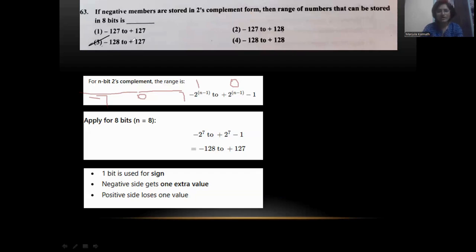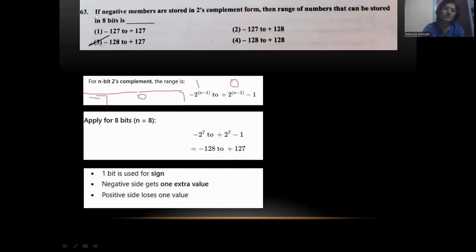So we have the given n value 8. We substitute 8 here: minus 2 raised to 7 to plus 2 raised to 7 minus 1. Converting this 2 raised to 7 into a decimal integer value, that is minus 128 to plus 128 minus 1, which is 127. So the answer is minus 128 to plus 127. This is how we represent 8-bit 2's complement.